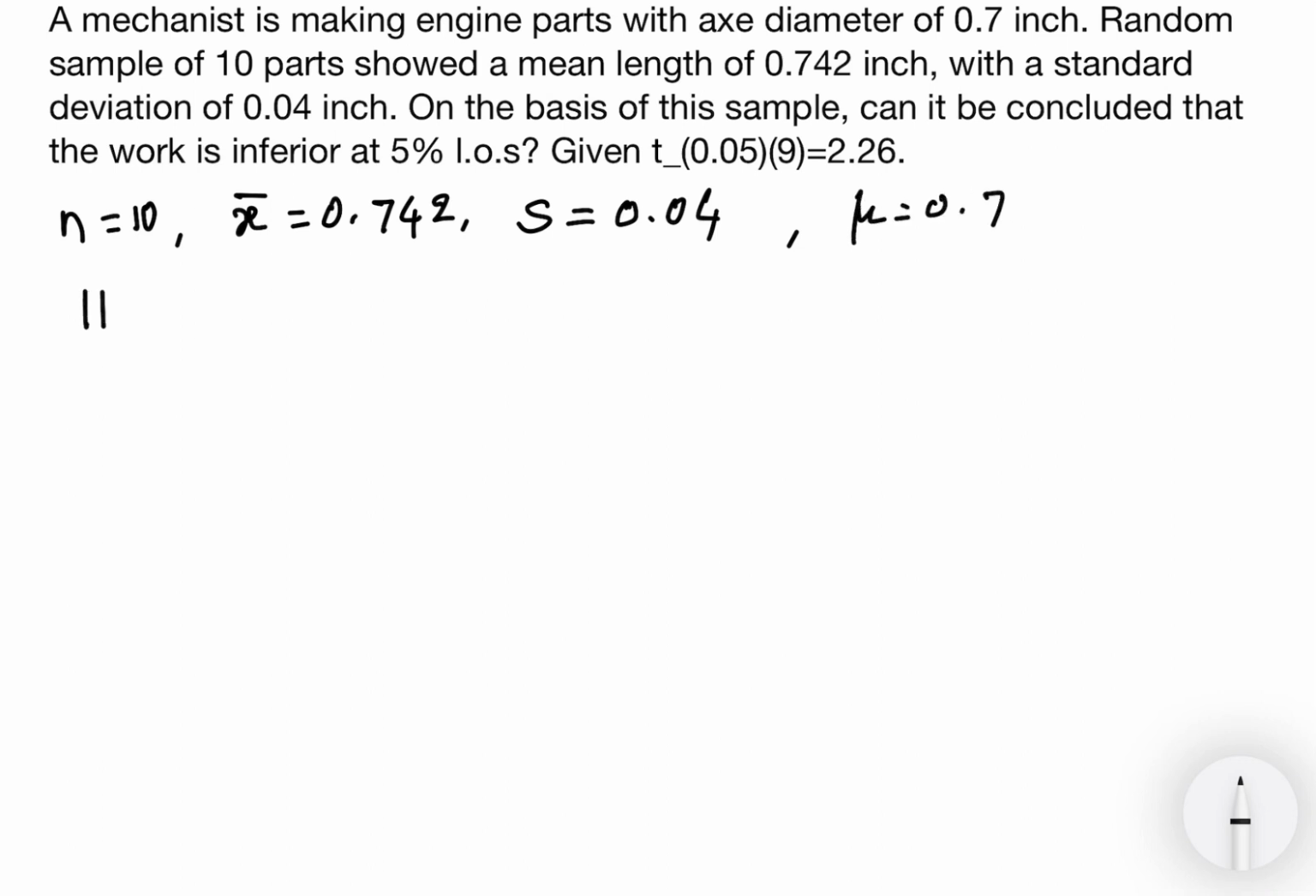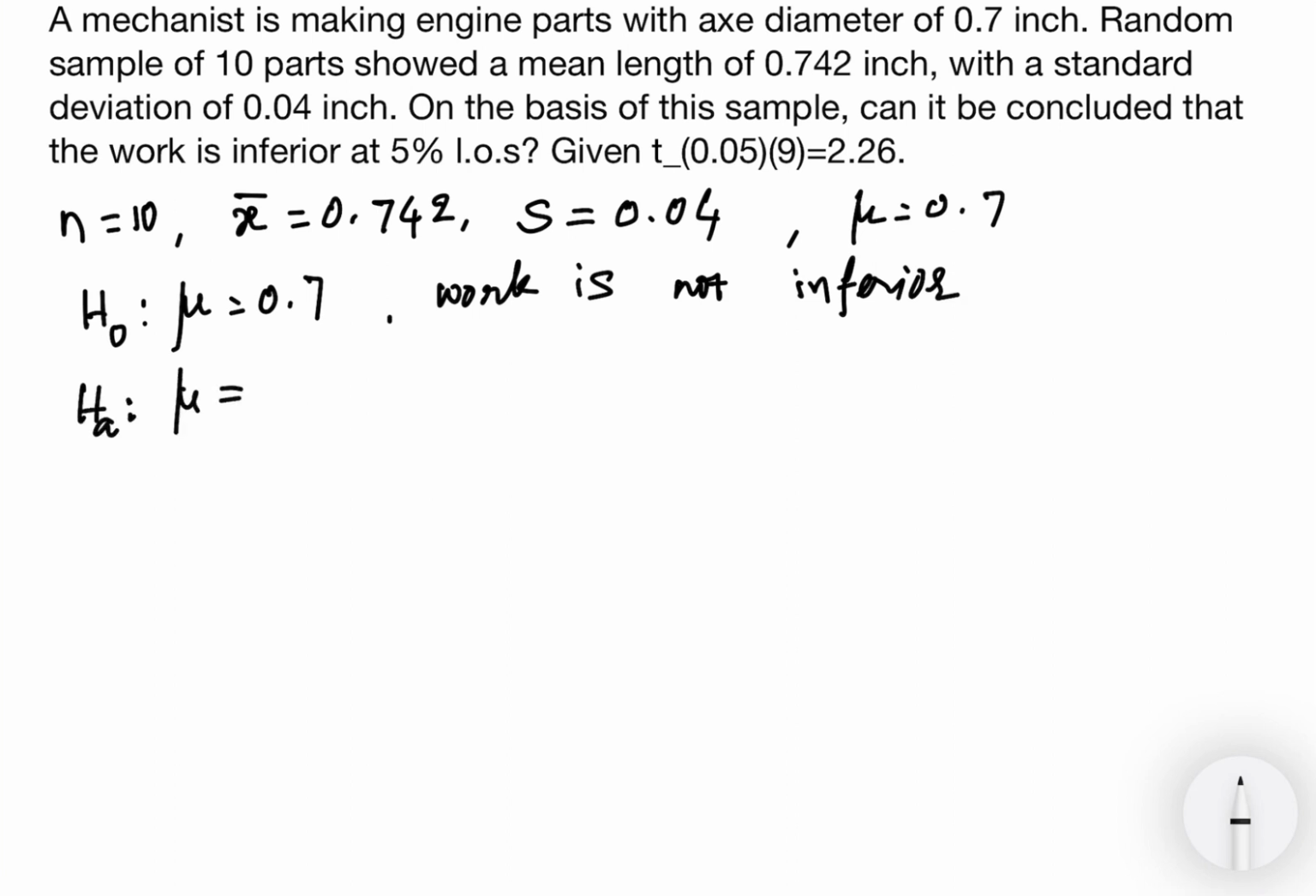So let us write down the null hypothesis and the alternate hypothesis. Null hypothesis is mu equals 0.7. So if mu is equal to 0.7, then the work is good. That is, work is not inferior. And the alternate hypothesis is mu not equal to 0.7. So if this happens, then we consider the work is not good. That is, work is inferior.